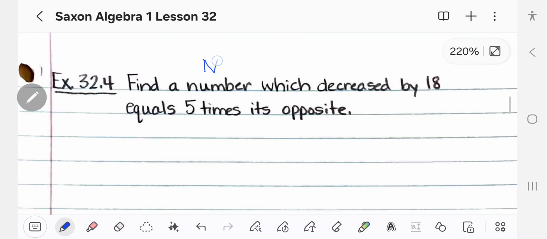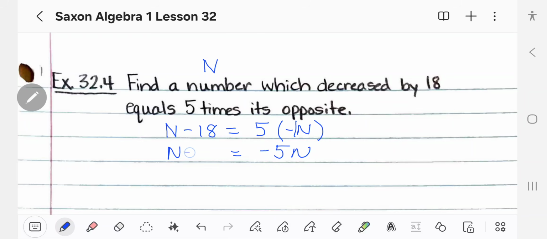Find a number, so we're going to call that n, which decreased by 18. Decreasing it means you're subtracting from it. Find a number which decreased by 18 equals 5 times its opposite. So now we can simplify that a little bit. Again, this is like a negative 1, so on the right side it would be negative 5n. n minus 18 equals negative 5n. Now we've got variables on both sides.